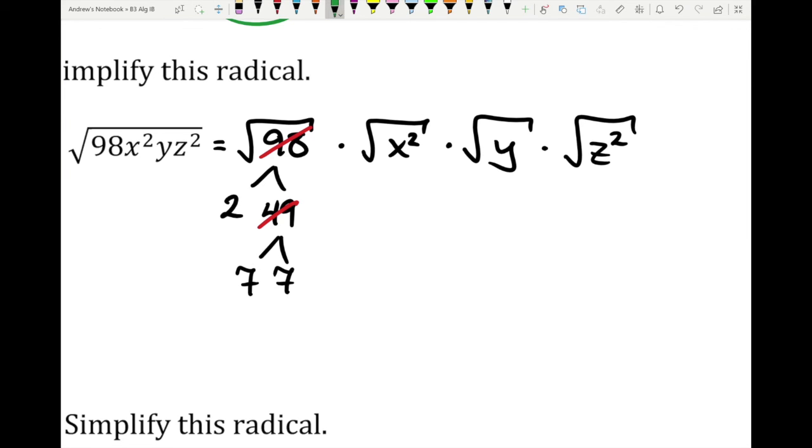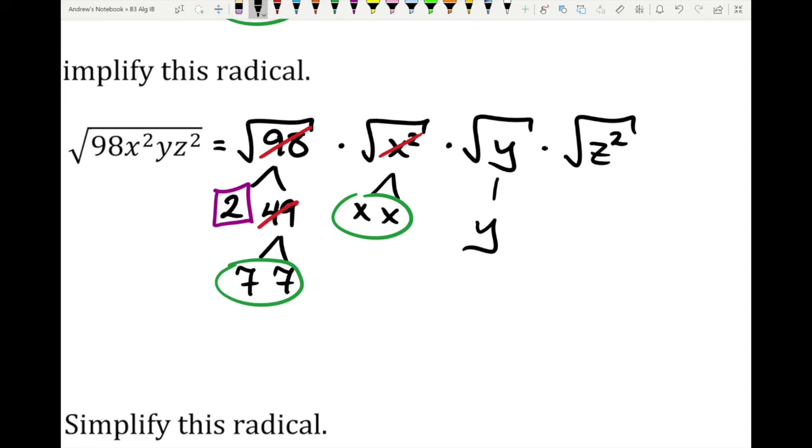So again, my index is 2. I have a pair of 7's. I've got this 2 left over. As for x squared, same as the last one, we can break that up into x times x. Gives us a pair of x's that we can use. So this y is a little bit different. This y is just y. We can't really break it up at all. So that y, unfortunately, doesn't have anybody to pair up with. There's nothing we can do to break that down anymore.